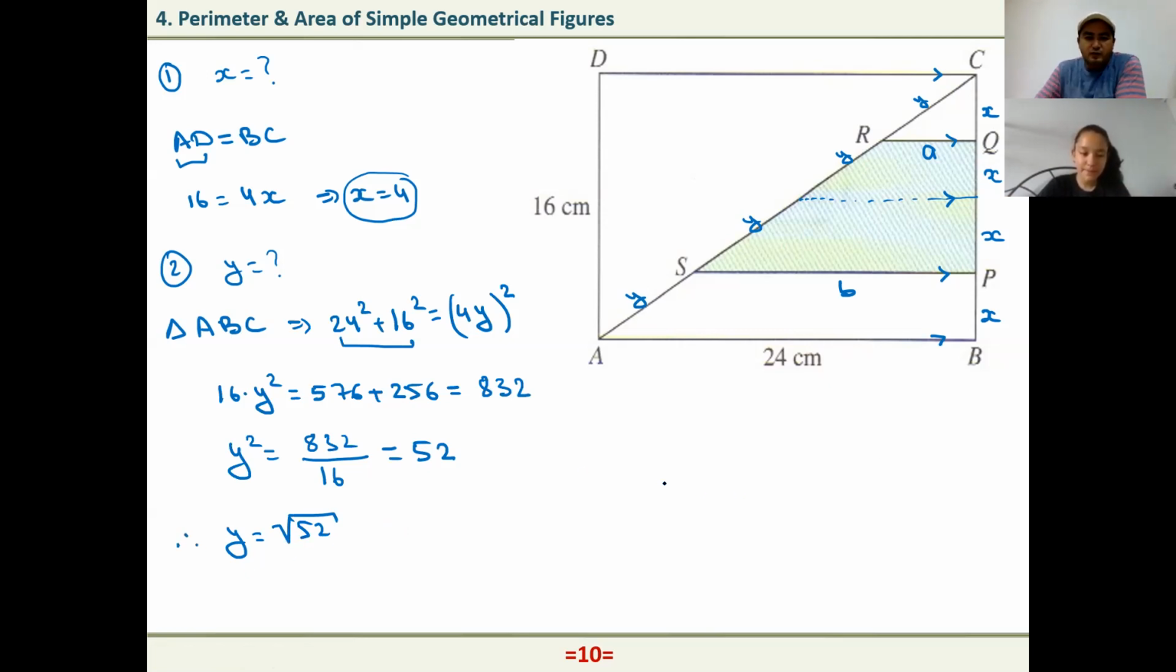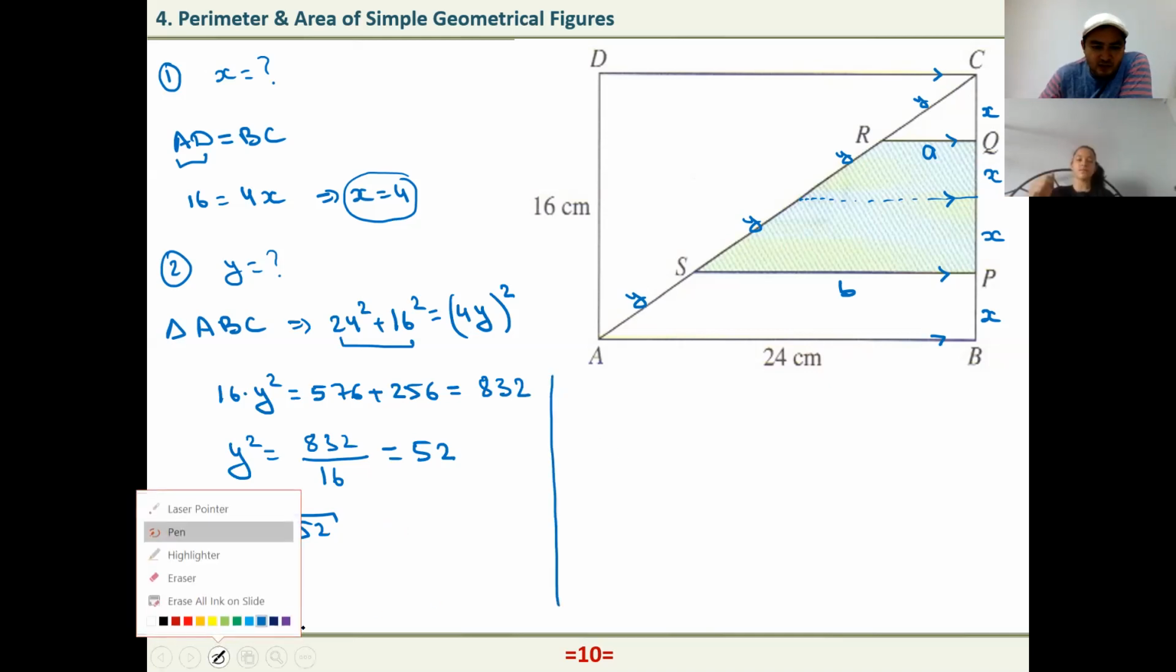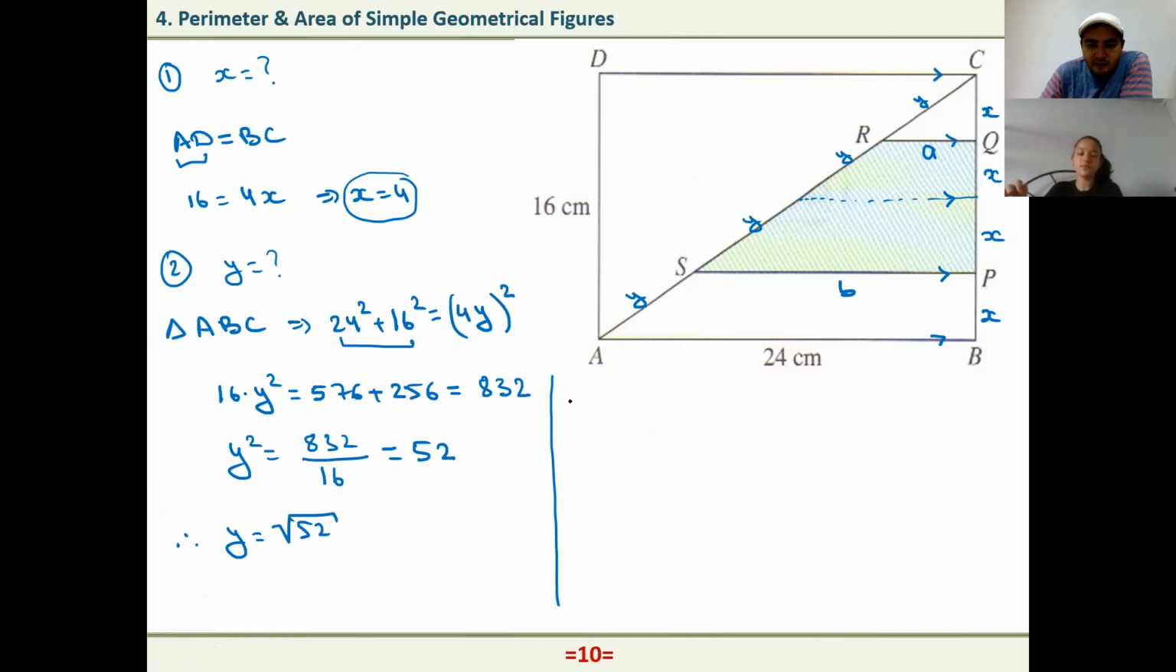Look, Shahina, now, the third step. Let me draw a line and change my color. Step 1, step 2, that is step 3. Now look at this triangle, RQS. What's going on here? Okay, triangle RQC. Is it a right angle triangle?